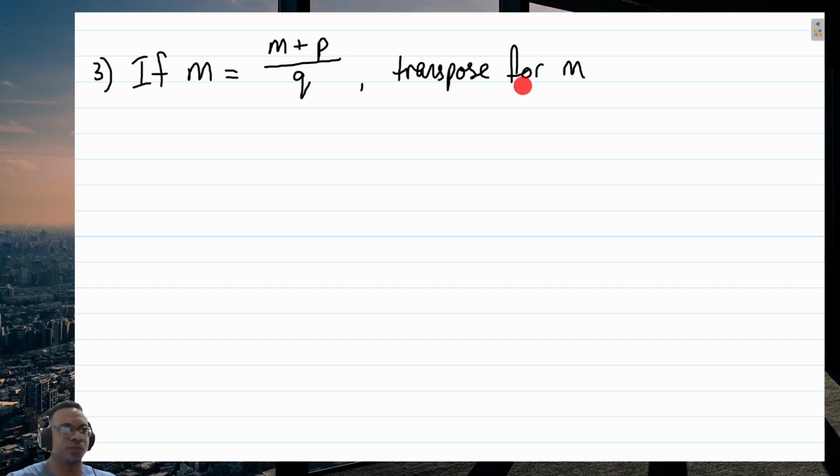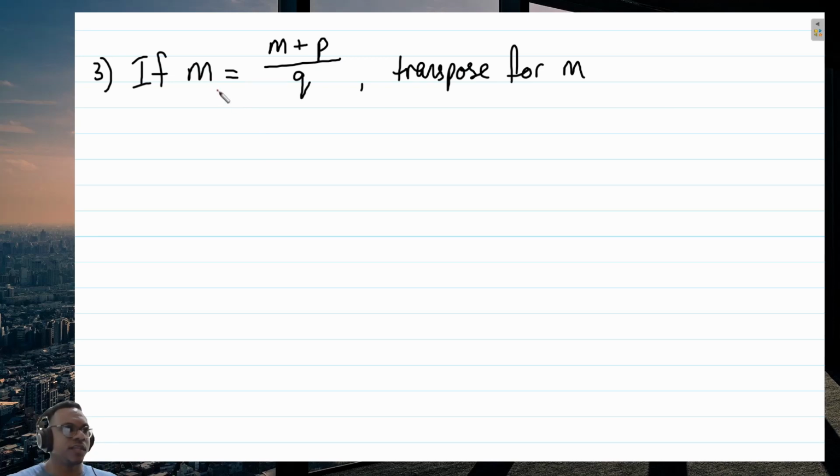In this question, we have if M is equal to M plus P divided by Q, we want to transpose for M. Now we are seeing that we have M by itself on one side of the equal sign, but the problem is there's another M on the right hand side as well. So we'll have to find a way to bring the M's together and then factor out the M so that we'll only have one M in the formula.